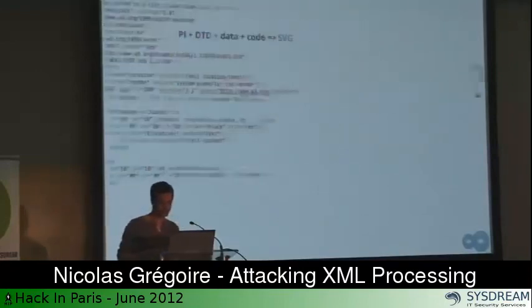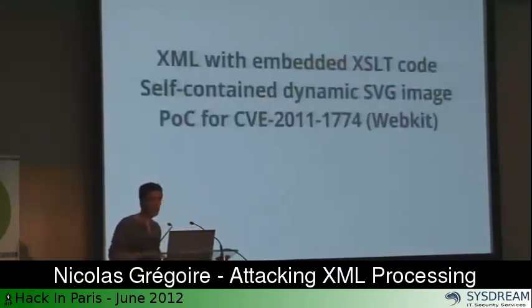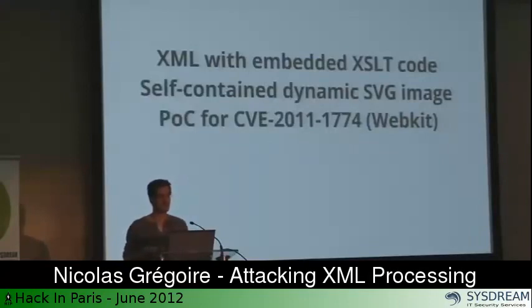Okay, the question is, is it really useful? And the answer is yes, because the document I just showed has some very interesting properties. It's first an XML document with embedded XSLT code, which is not very often done in real life. It's a dynamic SVG image. So depending on the XSLT code, you can generate this or that output. And it's a proof of concept for last year's vulnerability in WebKit dropping a file on the local file system.